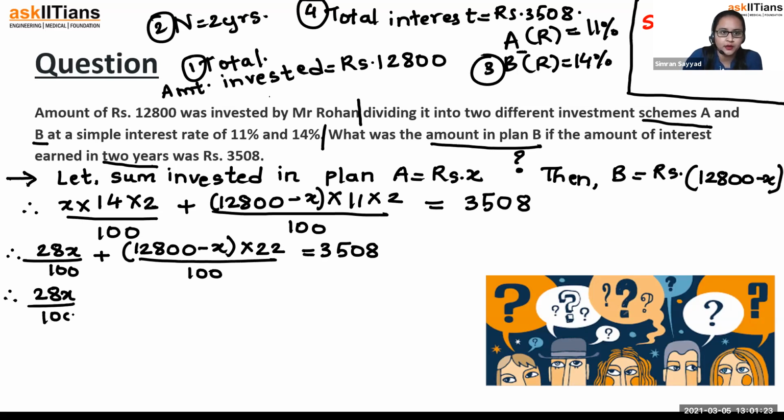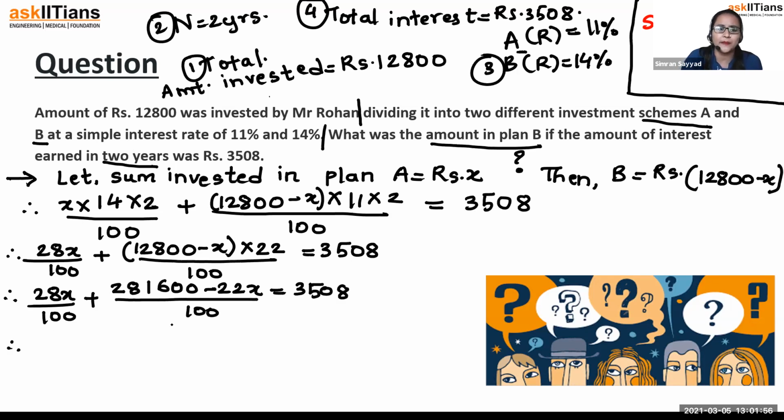Again, therefore, 14x by 100 plus, I'll multiply this bracket inside. So when I multiply 12,800, let me quickly calculate 12,800 into 22. So what do I get? I get 281,600 minus 22x, whole divided by 100 is equal to 3508. Therefore, see, the base is common, so we can multiply it by here.